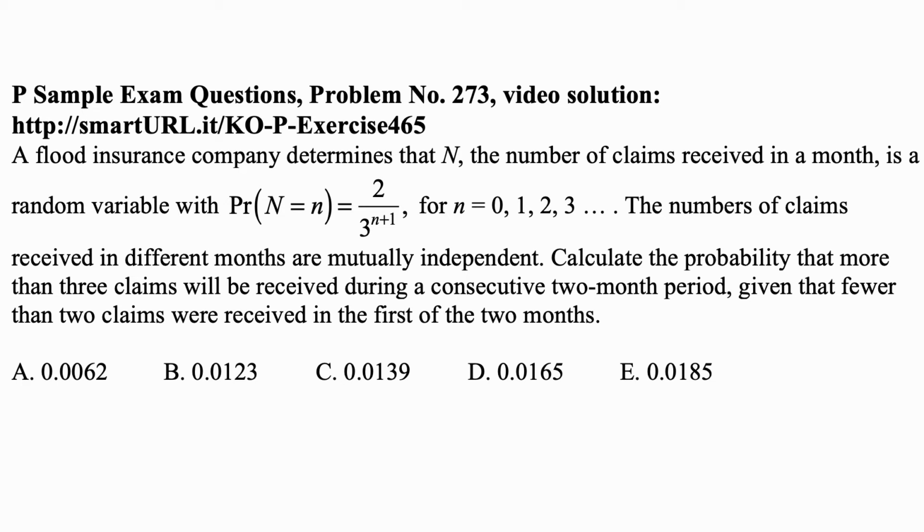Here's a problem for today for exam P on probability. A flood insurance company determines that n, the number of claims received in a month, is a random variable with probability that n is equal to lowercase n equal to 2 over 3 to the power n plus 1 for n equal to 0, 1, 2, 3, and so on. The numbers of claims received in different months are mutually independent. Calculate the probability that more than 3 claims will be received during a consecutive 2-month period, given that fewer than 2 claims were received in the first of the 2 months.